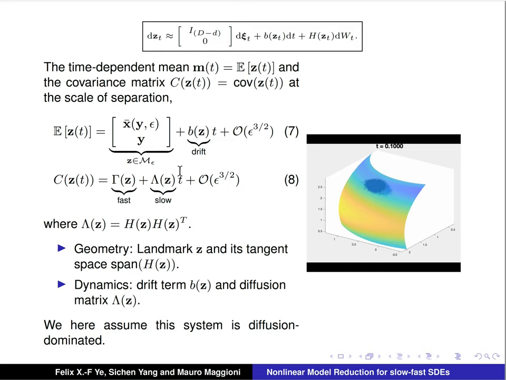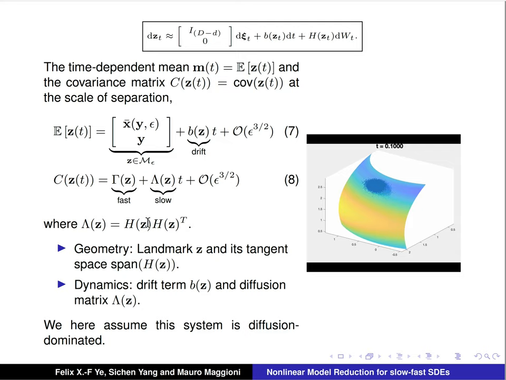And the same for the diffusion; this is also a linear model, up to epsilon orders. The diffusion matrix has two parts. The first one is a constant contribution coming from the fast mode, which is right here, in the r direction. And then we have a diffusion coming from the slow manifold, which is contributed by lambda times t. So you have a constant diffusion, and then the diffusion matrix grows linearly. This lambda can be expressed as HH transpose.